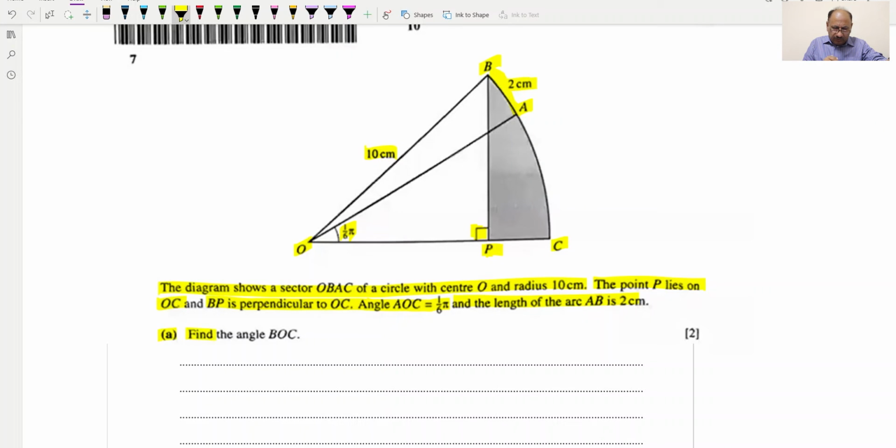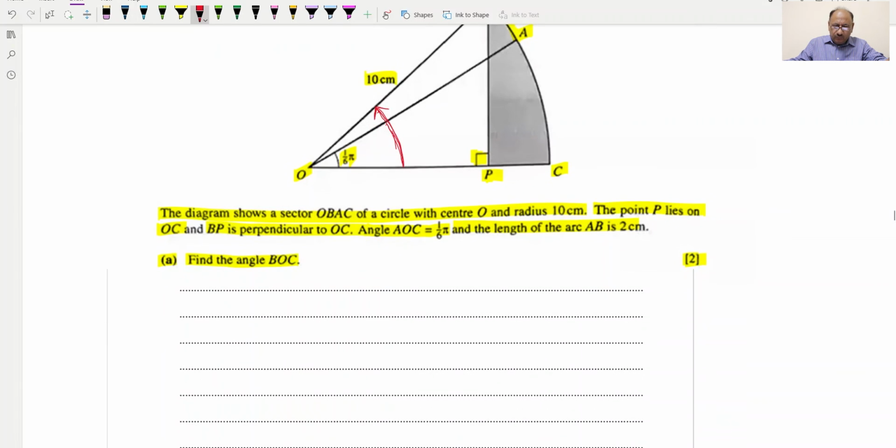For part A, find the angle BOC, and this is a 2 marks question. Angle BOC we need to identify. It will be this much angle which is required. Hopefully you are understanding each and everything.